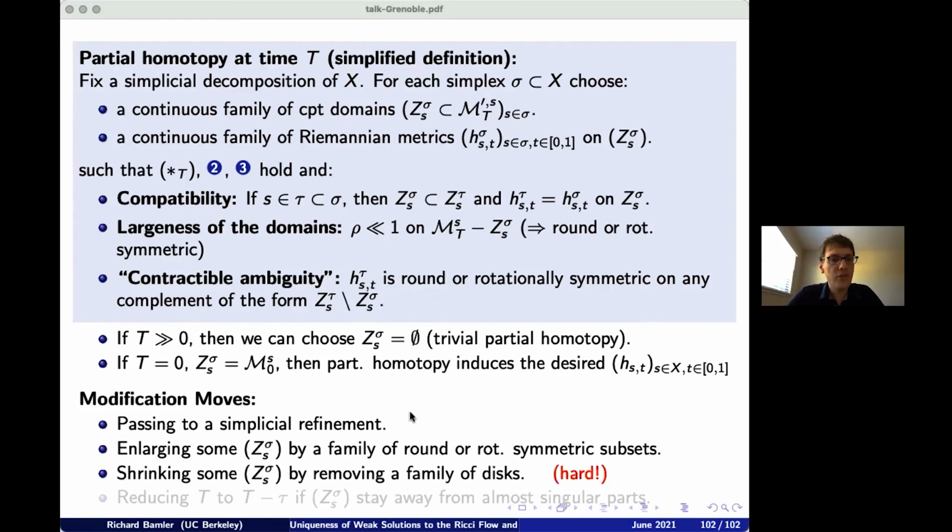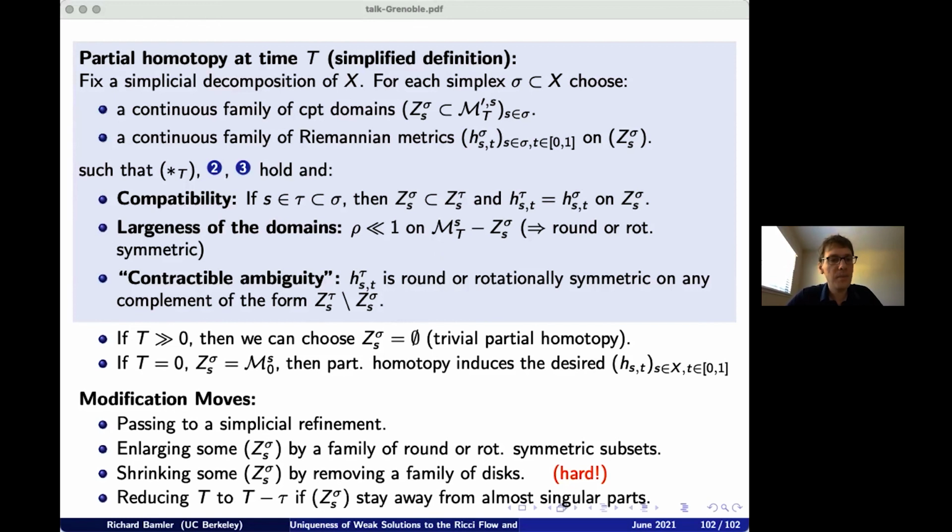We also sometimes need to shrink these domains by removing disks. This is important: if we move backwards in time, and we're getting closer to a singularity, we see these kind of caps arising. So if we go backwards in time, we may have to remove a disk. And this is actually the hardest step. We need to remove a disk over maybe some simplex, while maybe keeping the disk over the other simplex, and maintaining this property is non-trivial, but it's possible.